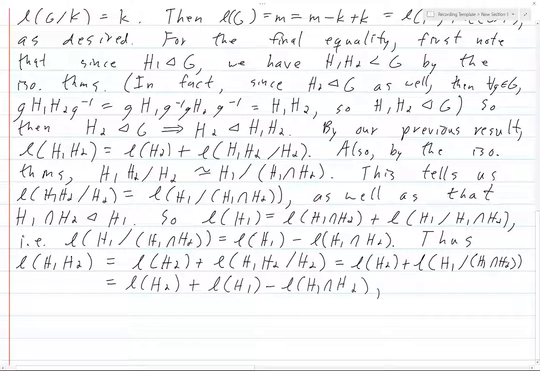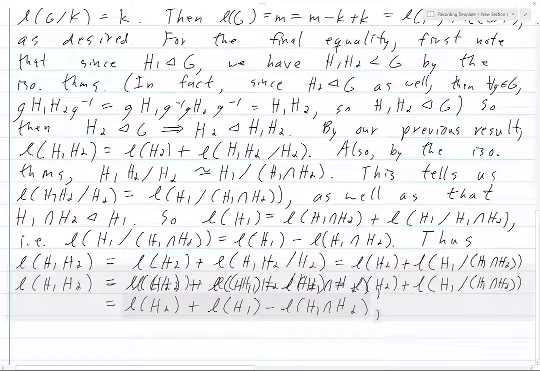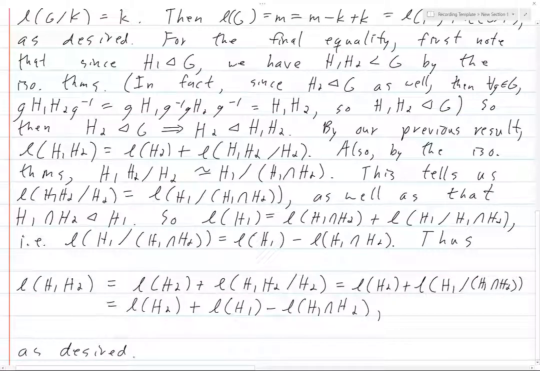Let's make this look even nicer. We'll put the computation on its own separate line. And this is as desired, because this should be precisely the equation we were looking for. The length of H1 H2 equals the length of H2 plus the length of H1 minus the length of the intersection. Let's flip these two. We get the H1 and the H2, it doesn't matter, commutativity, and we subtract the intersection. Alright, so there we go.